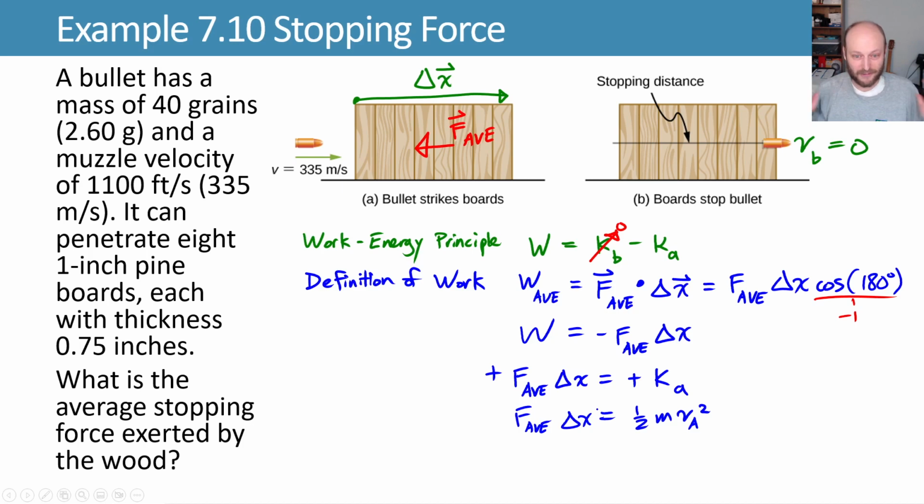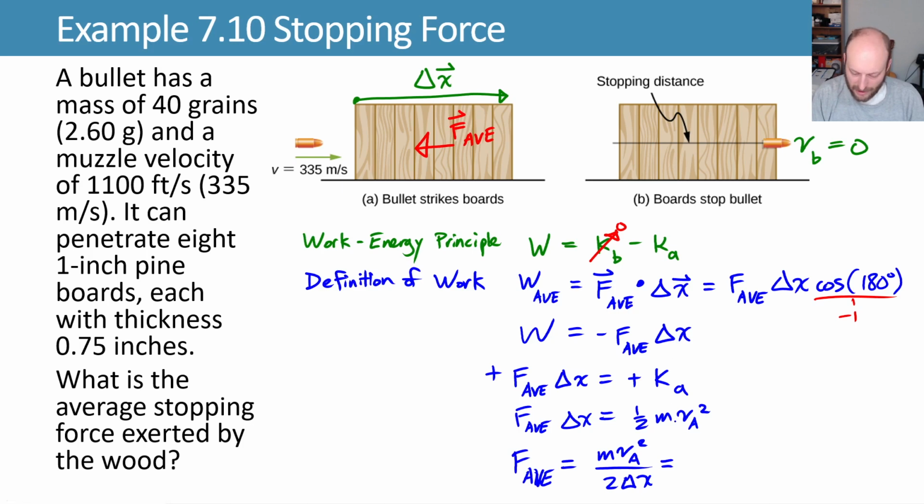Okay, we're almost there. We want the average stopping force. We have an equation that's almost there. We just have to divide by delta x on both sides. And as long as we know everything here, we can plug in numbers and get an answer. Let's do that. My average stopping force now is equal to m v_A squared over 2 delta x.